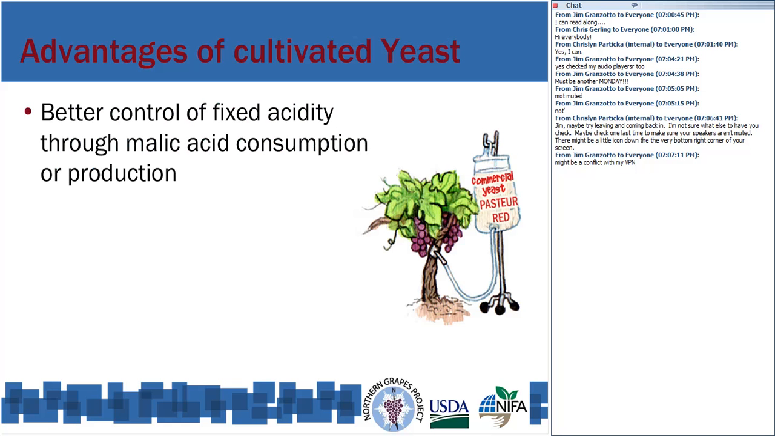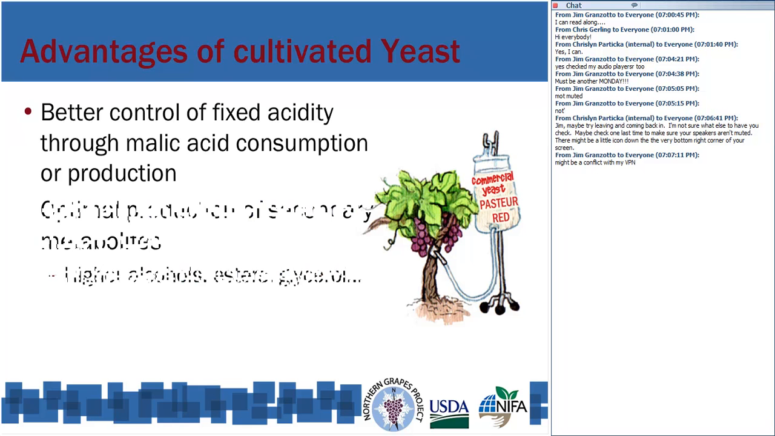You also can, now that we know some of the other attributes of cultivated yeast, use some that are able to consume malic acid, so you might get better control of your total acidity by partially degrading some of that malic acid during fermentation. And we also know that through cultivated yeast we can determine which strains optimally produce higher alcohols or esters or maybe glycerol, so if you want to enhance certain attributes of these secondary metabolites.